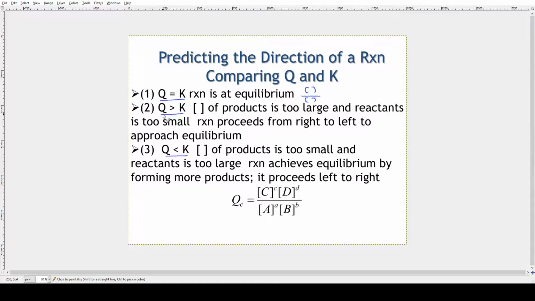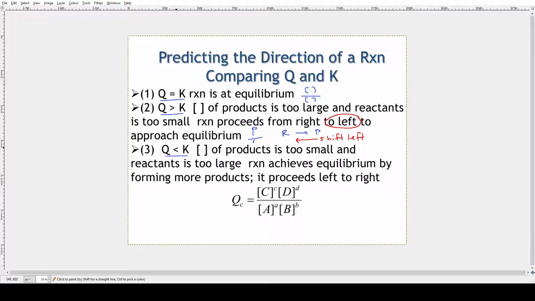If you find your Q value and it is larger than your K value, that means that at this instant in time we have too many products and not enough reactants, really small r. Too much product. It's making our value too large, and that means that we need to lose products. So if I have reactants become products, what will happen is the reaction will shift to lose products. It will shift to the left to remove products. Shift left. It's going to shift to the left in order to eventually reach equilibrium, where your concentration of your products and reactants are more balanced out.